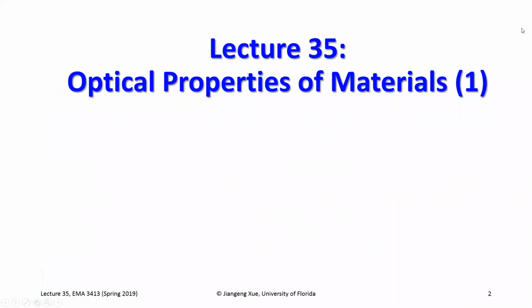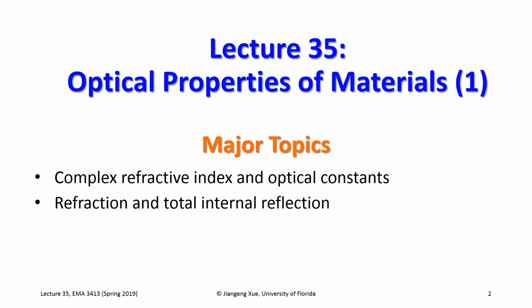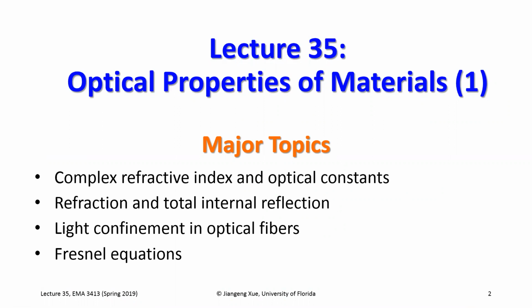Lecture 35 is the first of three lectures on optical properties of materials. In this lecture, we talk about the complex refractive index and optical constants. We talk about refraction and total internal reflection. And then we talk about the light confining effect in optic fibers. Finally, we talk about the Fresnel equations.